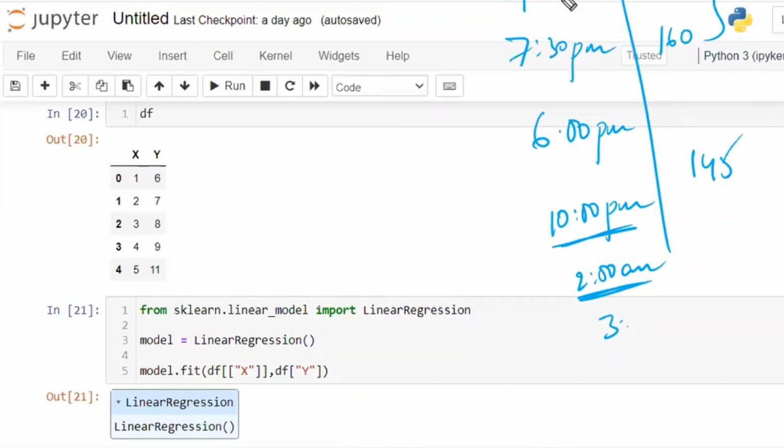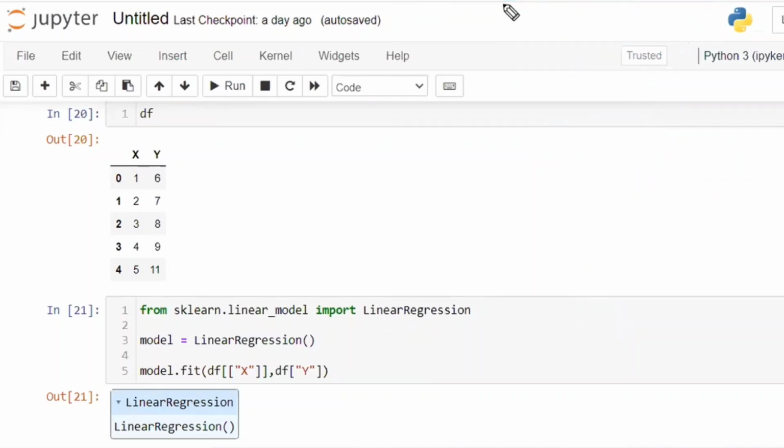So there is some relation between these two. First, identify the relation between the timings versus number of students, and based on that, if the time was changed, how many students are expected? That will be checked. This is called time series analysis. If the time is involved, it is time series analysis. It is not called regression. Don't apply the regression on that.